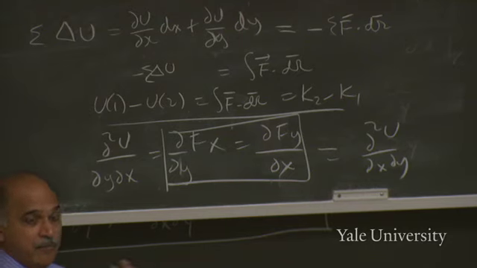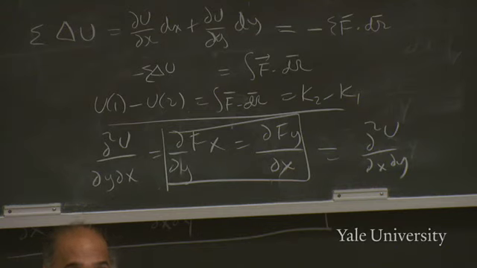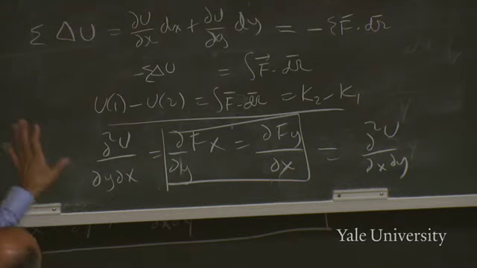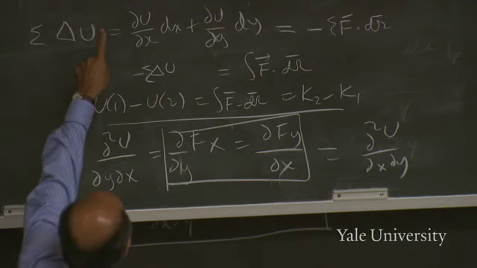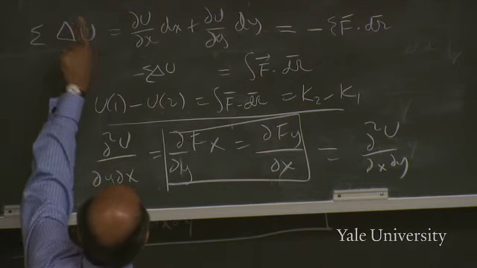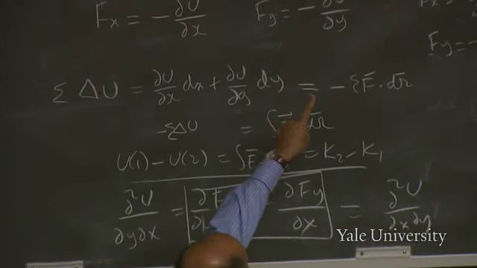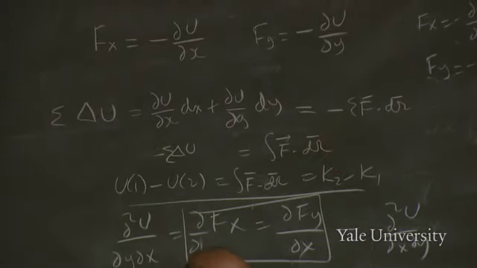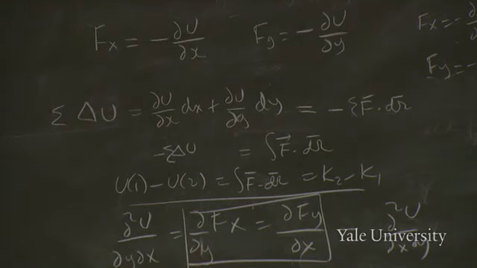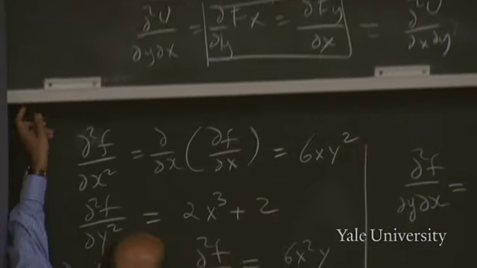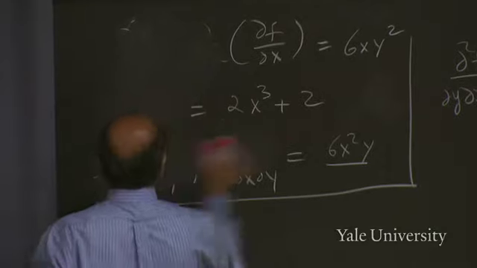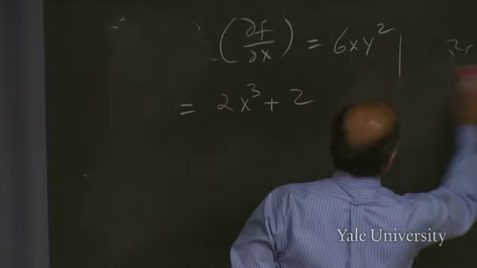Because if a force came from a function u by taking derivatives, the simple requirement that the cross derivatives are equal for any function u tells me, if I take the y derivative of fx, I'm taking d2u dx dy. And here I'm taking d2u dy dx, and they must be equal. So that's a diagnostic. If I give you a force and I ask you, is it conservative, you simply take the y derivative of fx and the x derivative of fy, and if they match, you know it's conservative.